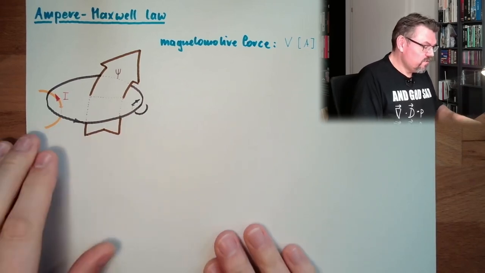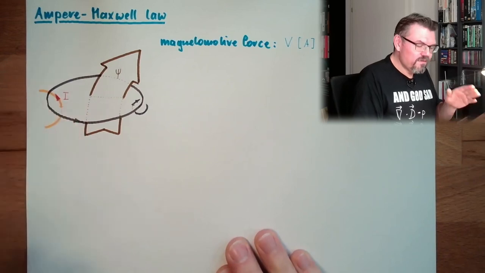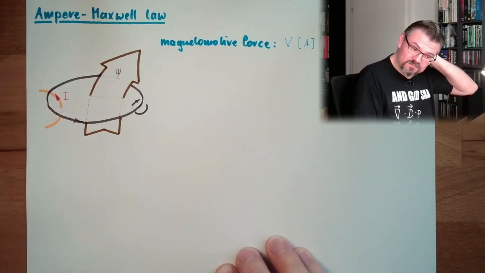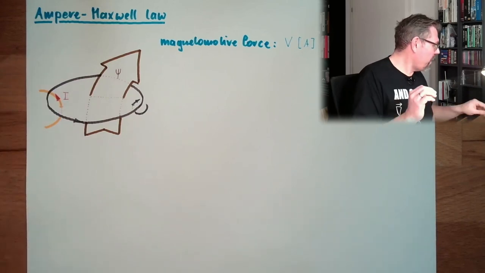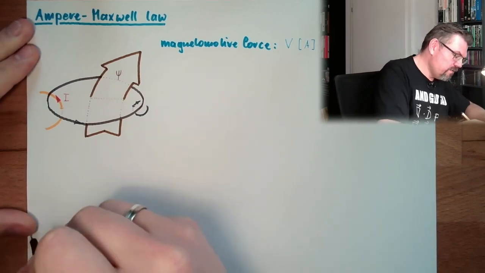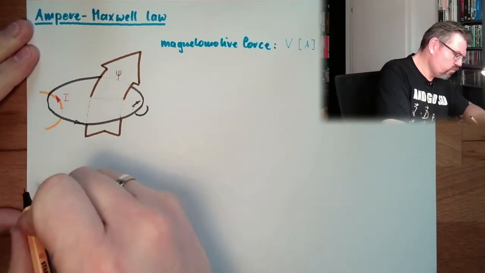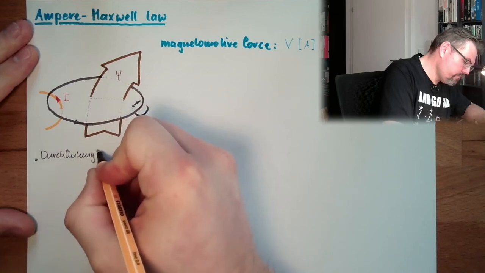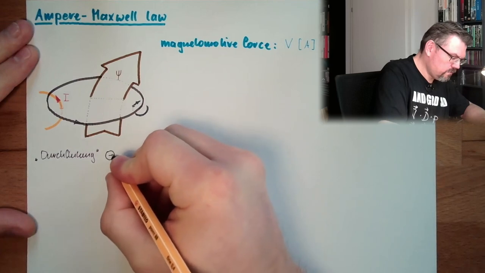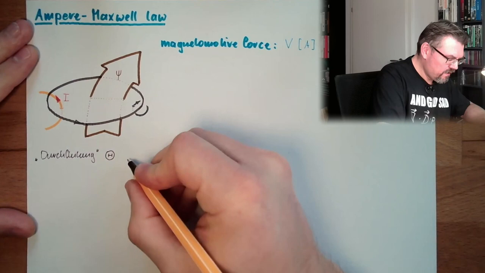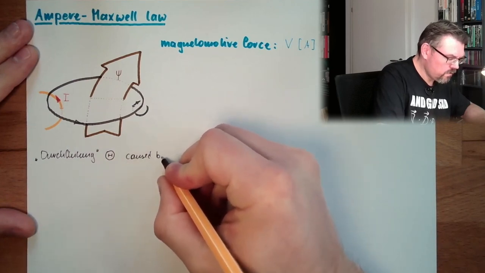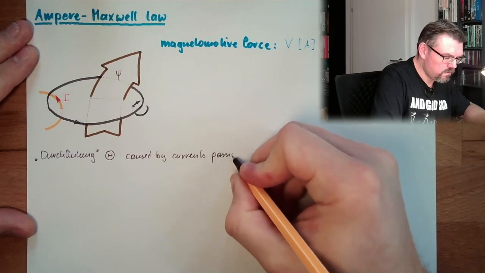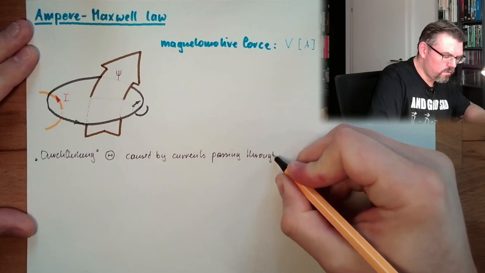One part of this magnetomotive force is, I call it Durchflutung, so the part where current is passing through the surface. Maybe flush would be the English word, I don't know, Durchflutung. Theta. This is caused by currents passing through the surface.